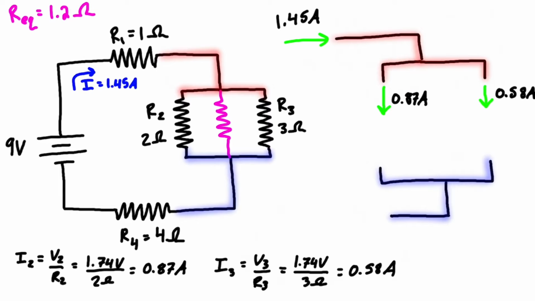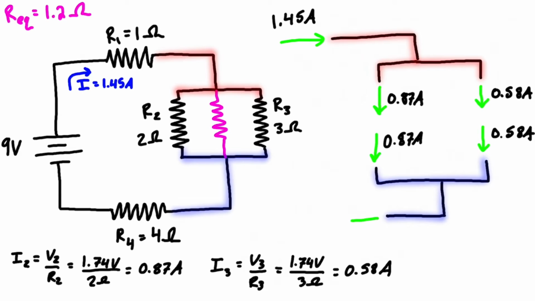So we can do the same thing for the blue node, because we also know the current coming through the resistor. It's right here, it's 0.87 amps. So we can label that on. You can even put the same number, 0.87 amps. And then into this one, through resistor 3, we have 0.58 amps. And then passing through resistor 4, we had that same I total, which was 1.45 amps. And once again, 0.87 plus 0.58 sum to 1.45 amps, so we have 1.45 amps coming in and 1.45 amps going out.